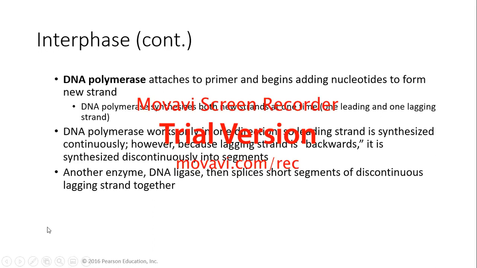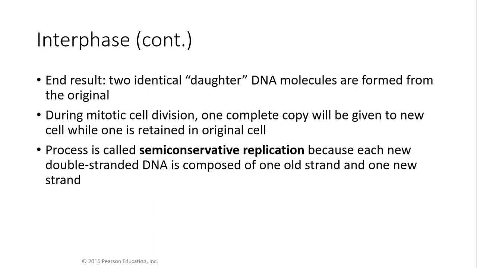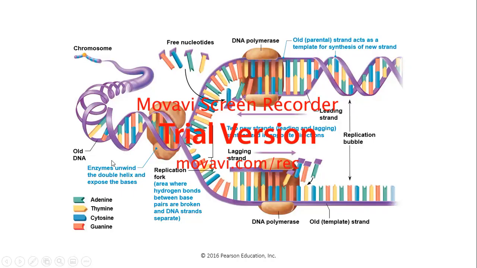All right, so here's an image of essentially a replication fork, okay? And you see the DNA polymerase, okay? So again, this replication fork is being separated in this direction. It's being pulled apart here, okay? And you see this leading strand is going in the same direction of where the replication fork is being separated, okay? And then you see this lagging strand is going in the opposite direction of the replication fork.